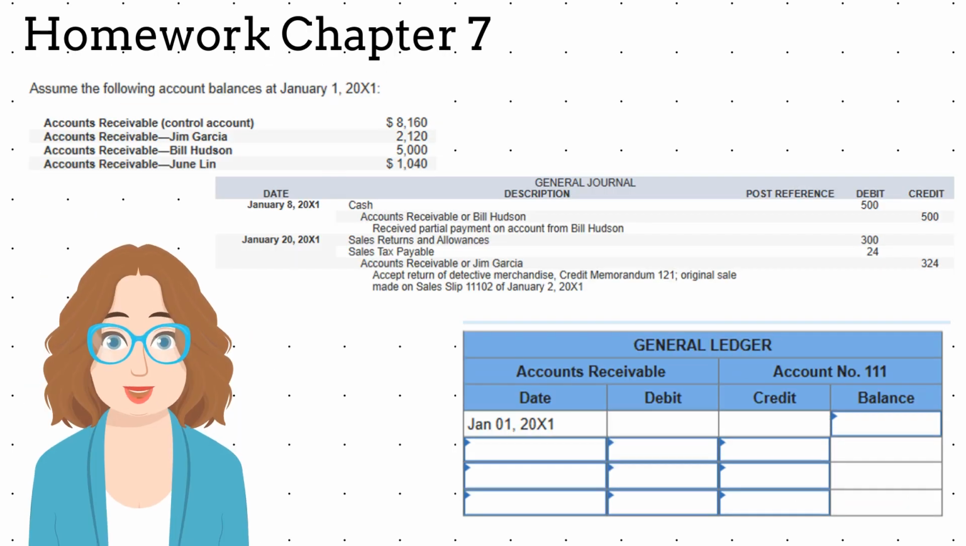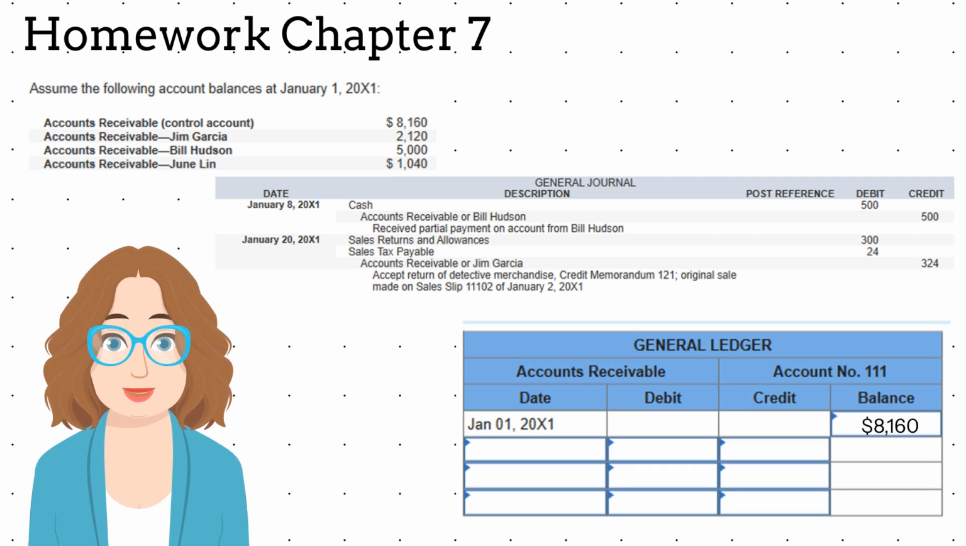For the last homework assignment, we have to record accounts receivable transactions in the general ledger and the subledger. We can see that the accounts receivable control account is $8,160. That's just another way to say that the total of all customer accounts add up to $8,160, and that is also our general ledger balance. Let's write that amount into the general ledger account as the beginning balance.